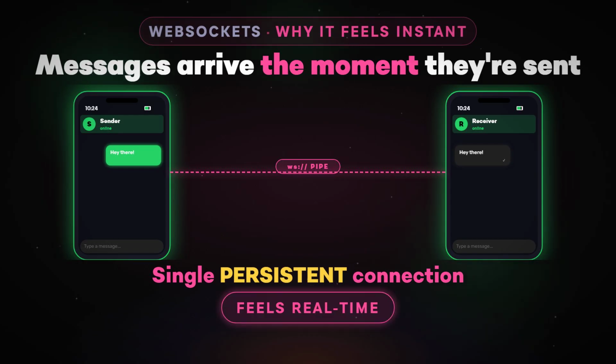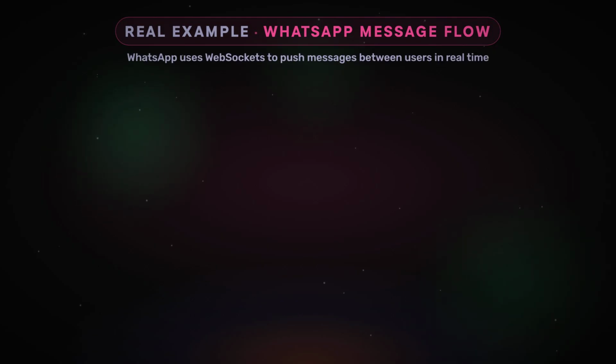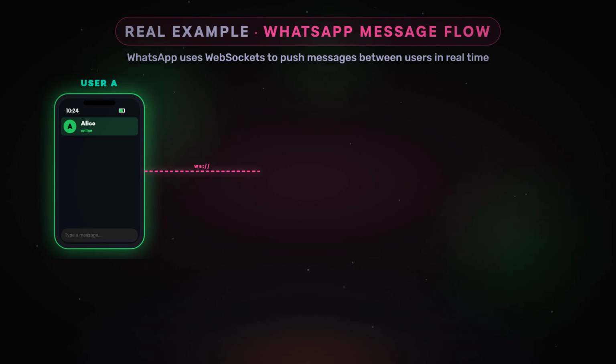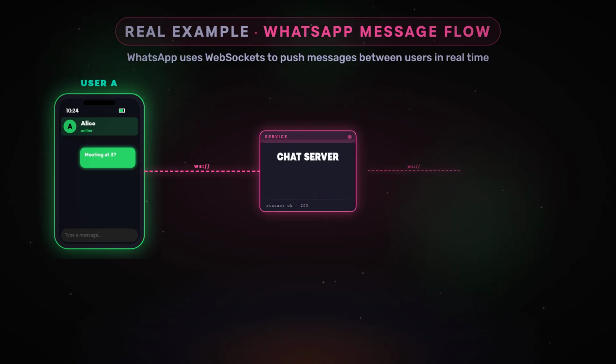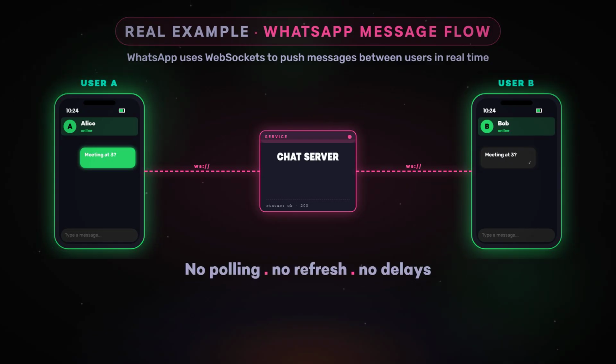Consider an example of WhatsApp. Let's follow the message. User A types a message. The message travels through an open WebSocket connection to the chat server. The chat server processes it, then immediately sends it through another WebSocket connection to user B. No polling, no refresh, no delays. This is how modern chat systems achieve real-time communication.